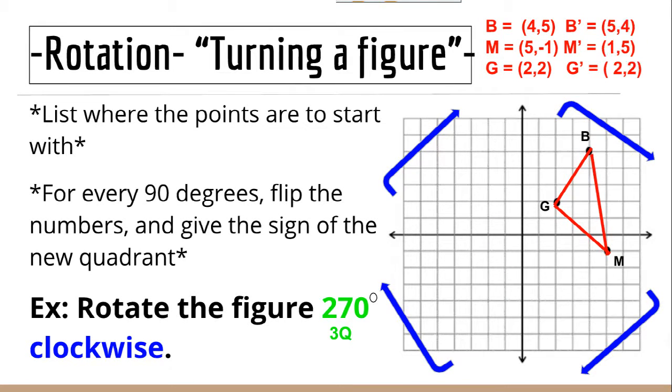So if you look at this, we're going to go ahead and flip our numbers, because it said for every 90 degrees you flip them. So instead of 4, 5, we have 5, 4. Instead of 5, -1, we have -1, 5, and 2, 2 stays the same. Then we give the sign of our new quadrants. So again, we said that our point B prime was moving into quadrant 2, which is negative, positive. M prime was moving into quadrant 1, which is positive, positive. And G prime is moving into quadrant 2 as well, which is negative, positive. So we switched them, gave the sign of the quadrant they're going into, and that leaves us with a rotated figure that looks like this.